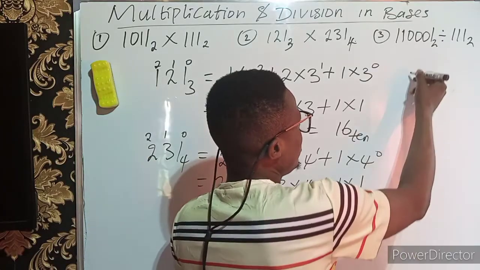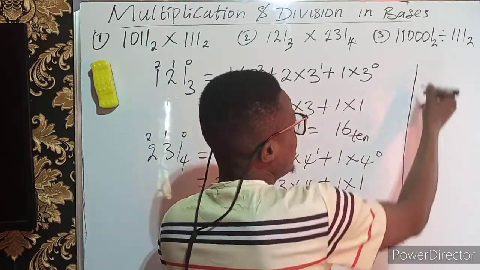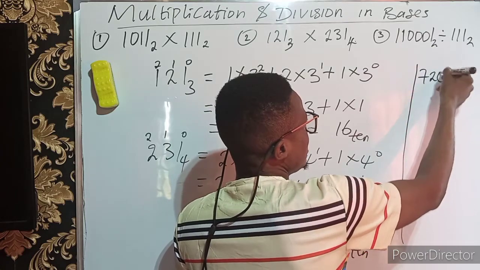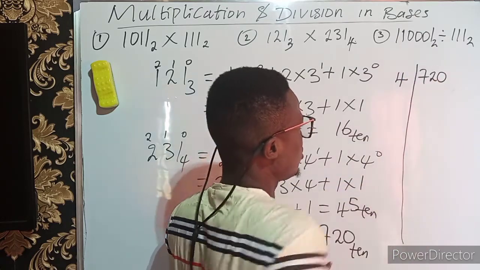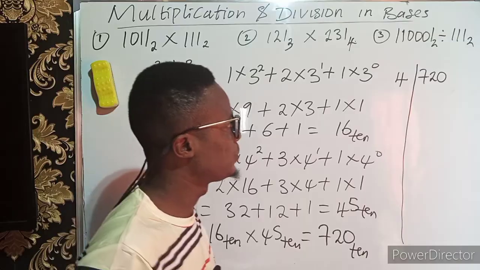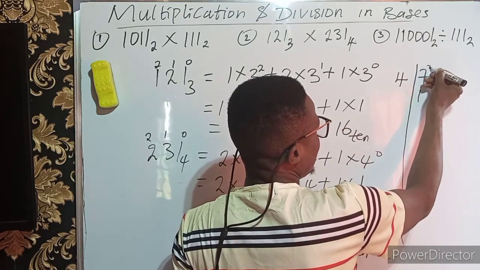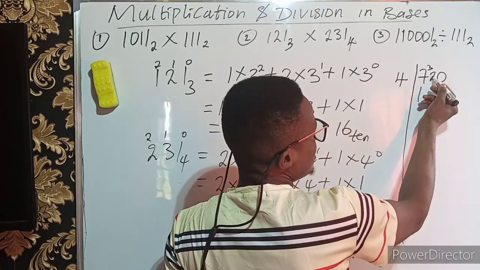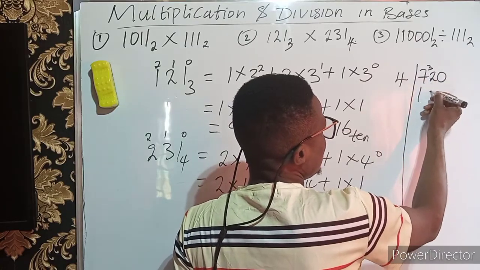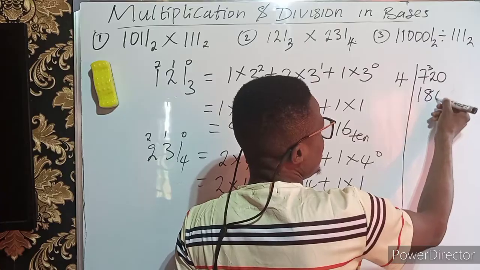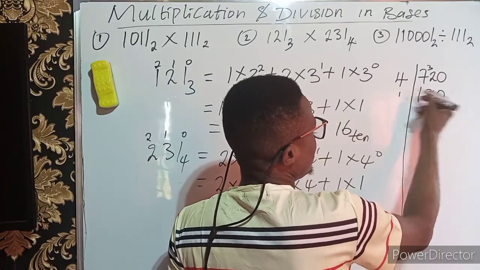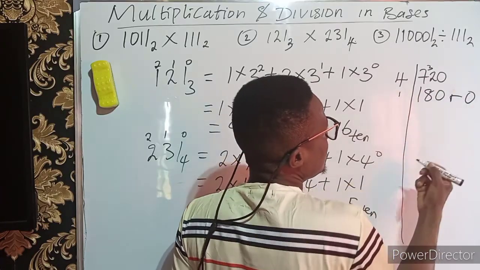To leave the answer in base 4, you've got to draw a straight line. You write 720, then you begin to divide by 4 because we want to keep the answer in base 4. Okay, 4 divided into 7 is 1, remainder 3. Attach it here, it becomes 32. 4 divided into 32 is 8, and 4 divided into 0 is 0. And there is no remainder.